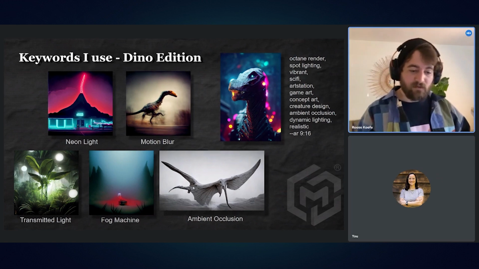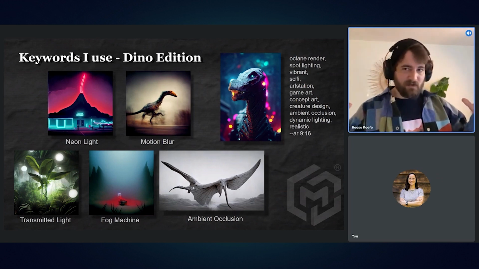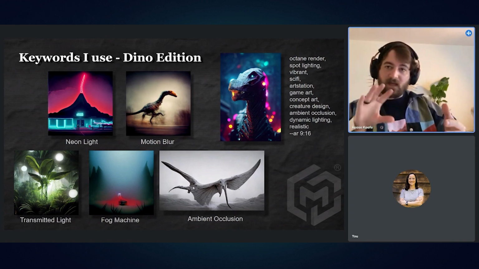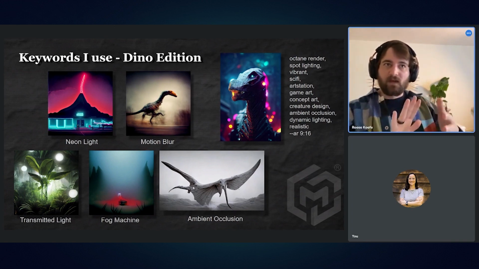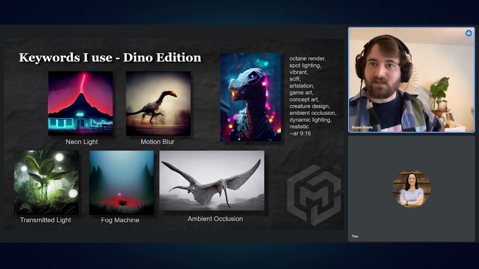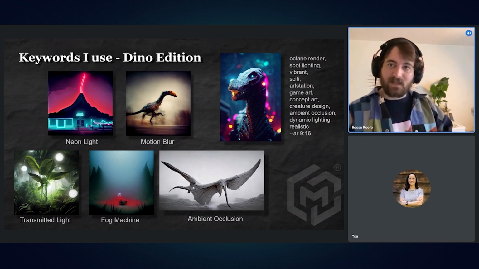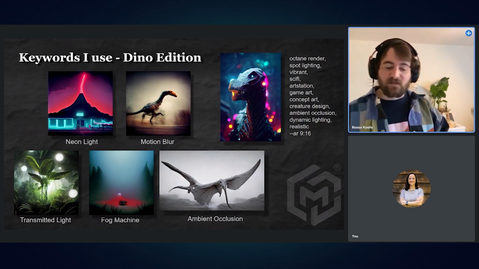Transmitted light. This one's really cool because it doesn't show too well in the image. When it was blown up, it showed a lot better. But transmitted light is like the light poking through an object. Like when you put a flashlight to your fingers and they turn pink, you can see through your fingers, or with a leaf, when you shine a flashlight through, you can see the light coming through it. That's what transmitted light is.